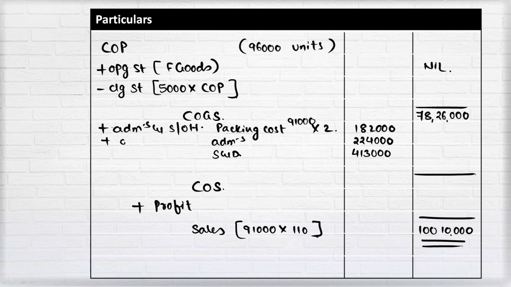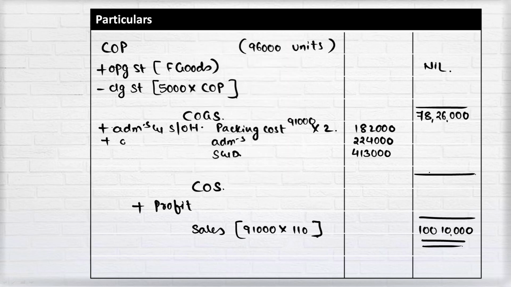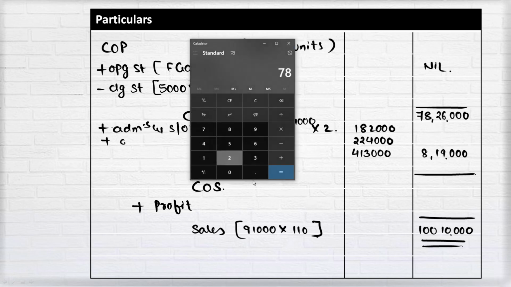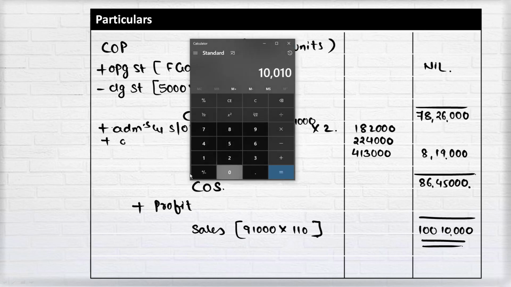I think I can easily find out my cost of sales. 1,82,000. Always find out what you can easily find it out first. 2,24,000 plus 4,13,000, 8,19,000. This will be 78,26,000 plus 8,19,000 is 86,45,000. And if this is 1 crore 10,000 minus 86 lakh 45,000 is 13 lakh 65,000.